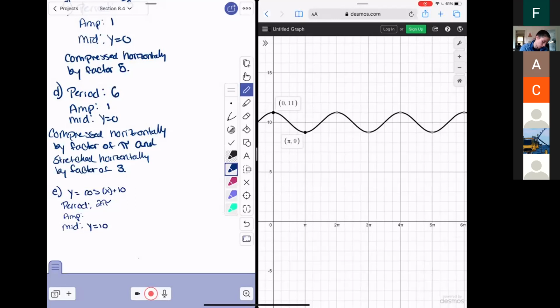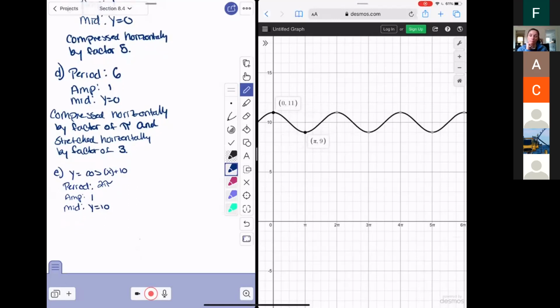Good. So the distance from the midline, which is at y equals 10, to either the highest or the lowest peak is either 1 down or 1 up. So our amplitude is 1. Good. Any questions there?